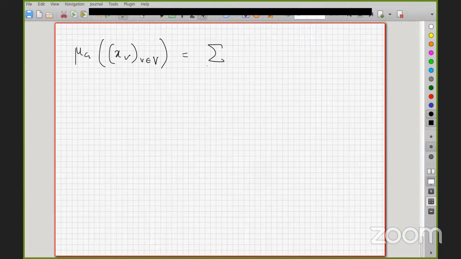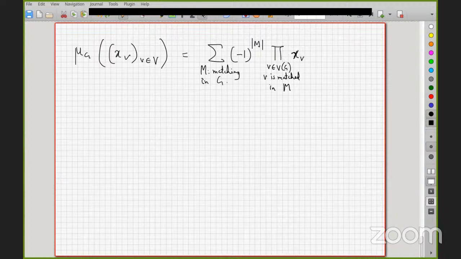And I will again go over all matchings. For each matching, I will have a term that is (-1) to the power of the size of the matching, times the product over all the vertices v that are matched in the matching, of x_v. So this is called the matching polynomial. And we'll prove that this is real stable.